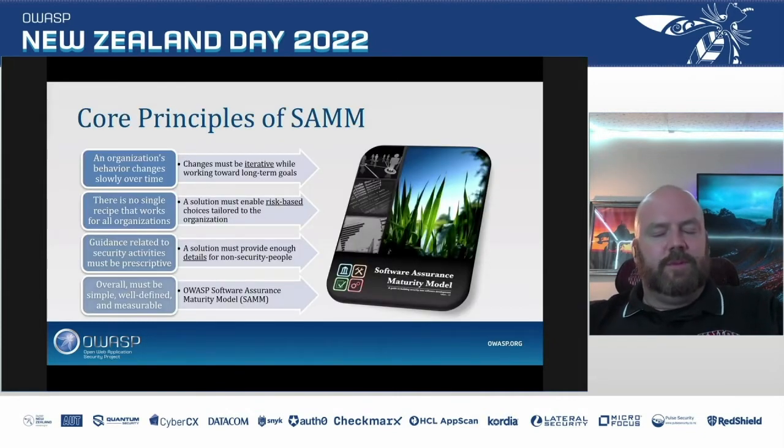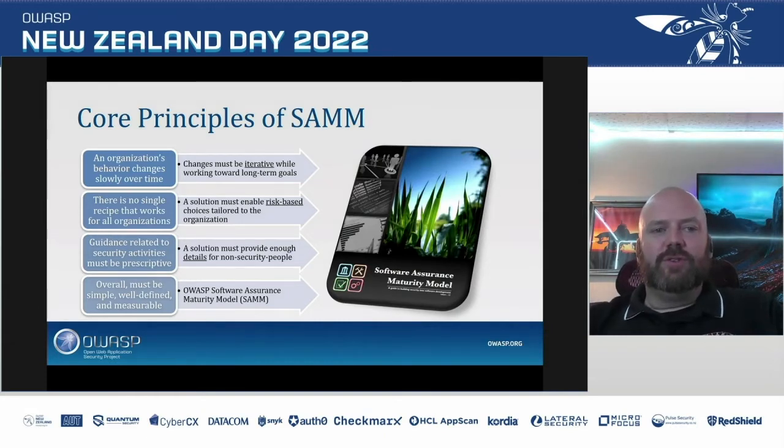In the core principles of SAMM, and we've carried these since the beginning, it's understanding that organizations' behavior changes slowly over time. You're not going to make earth-shattering changes in a very short period of time. Each organization changes differently because a large part of what drives security in an organization is cultural. Changing the culture of an organization provides the longest lasting effect, but is also some of the more difficult things to do. So SAMM understands that you can't just check a couple boxes and you're good to go and you now have secure development solved.